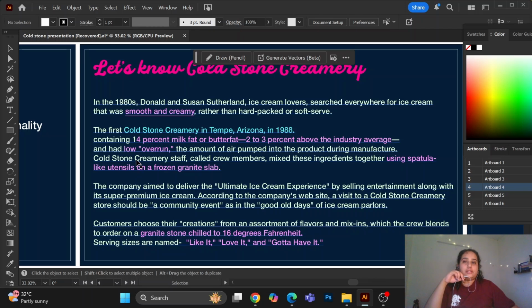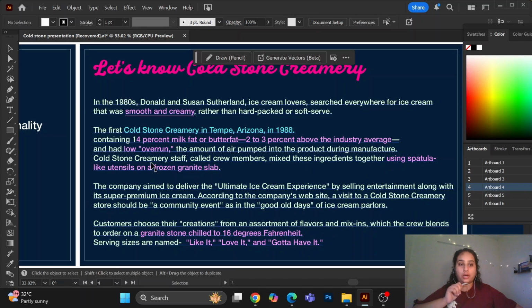The main features of Cold Stone Creamery are that it contains 14% milk fat or butter fat, which is 2 to 3% above the industry average. Okay, so if it has that much milk fat or butter fat, that means it is going to be thicker and creamier than the rest of the other ice creams, which is also 2 to 3% above the industry average. You got it?